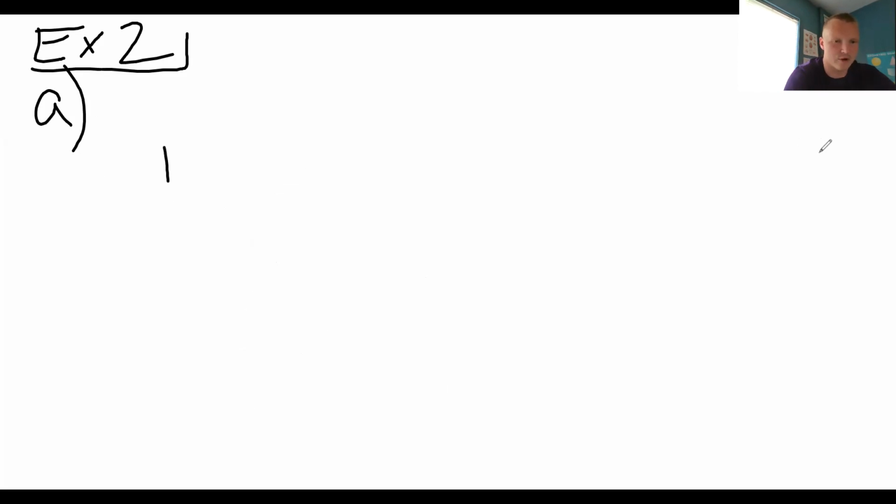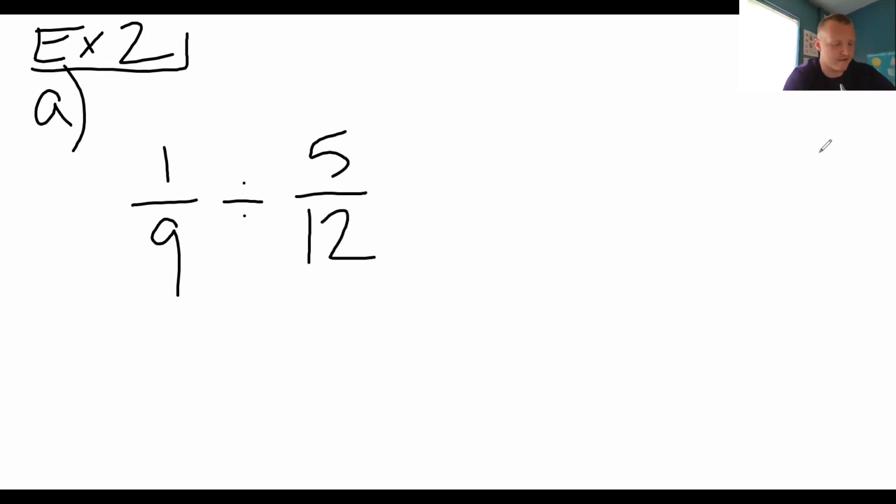Okay, example 2, divide by a fraction or a whole number. So if we have 1 over 9 divided by 5 over 12, how are we going to solve this problem? First and foremost, we need to turn this into a multiplication problem. So we're going to keep our first fraction the same. We'll have 1 over 9. And to turn it into a multiplication problem, we have to flip it. And we have 12 over 5.